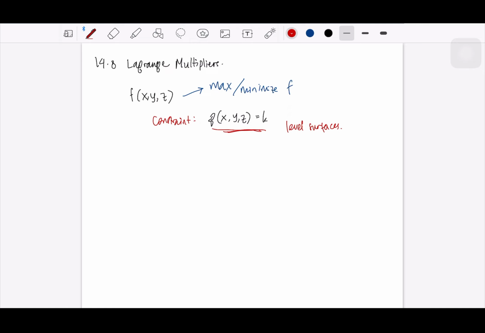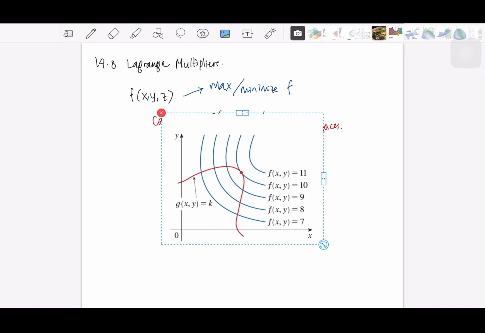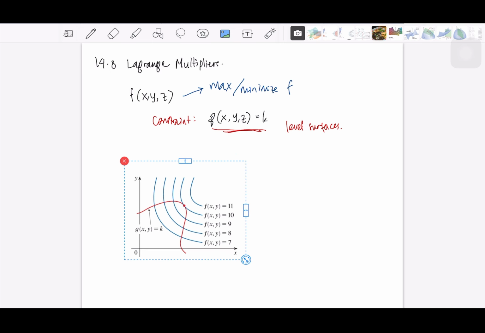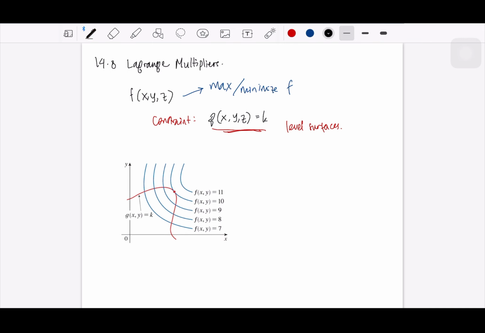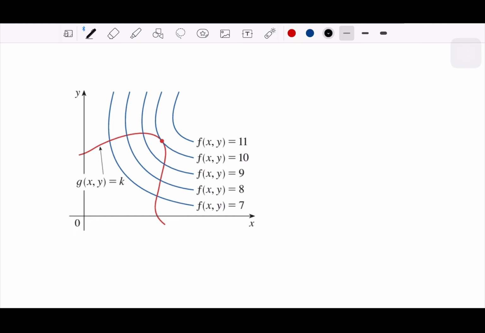If we are going to illustrate, it is going to look like this. The red color will be our constraint and the blue color will be our functions. So we can have several attempts to check, and each of the level surfaces will have a different value for g.